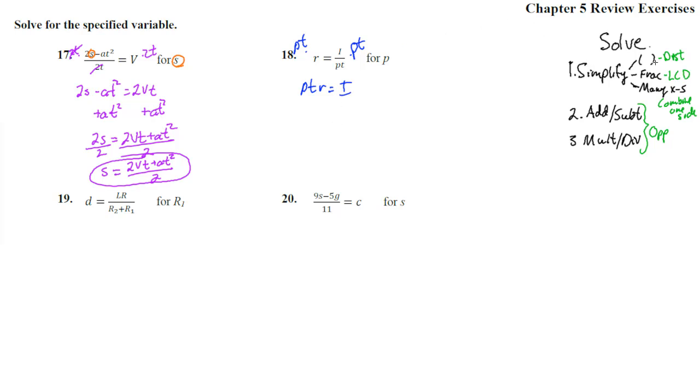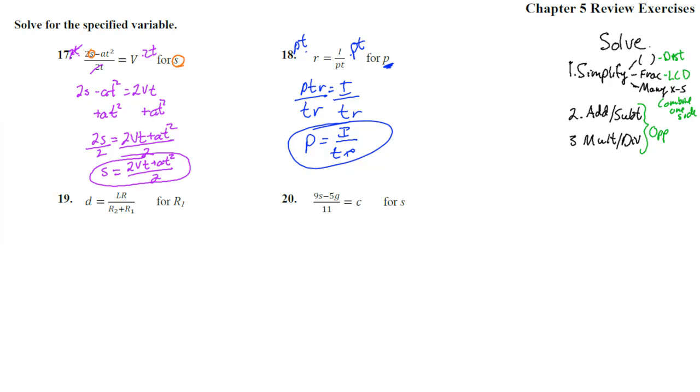Okay, fractions are gone. Do we have many p's? No, we don't. So add or subtract. There's nothing to add or subtract on this side. Divide. Divide off the tr. And we got it. P equals I over tr. We're good to go there.